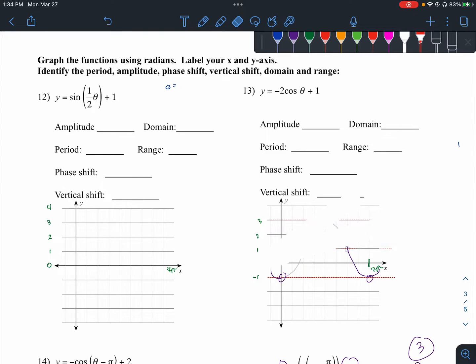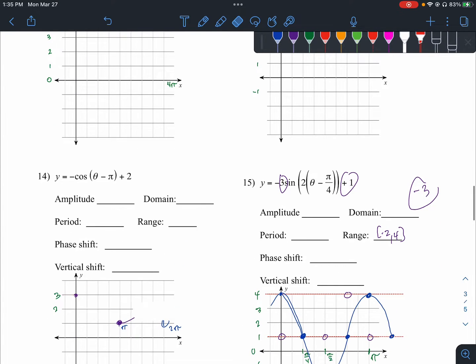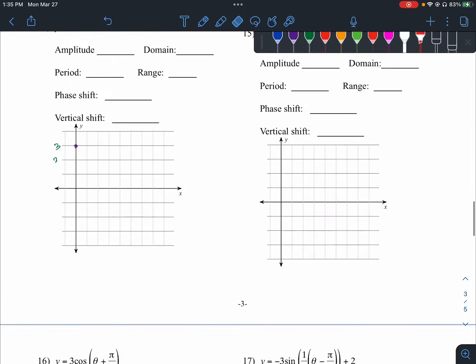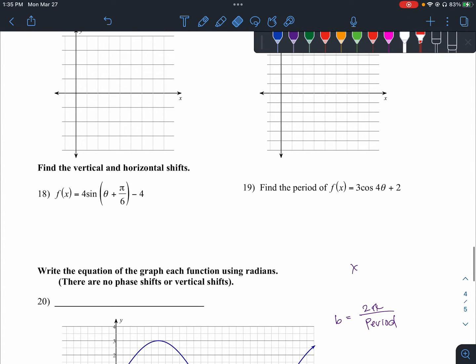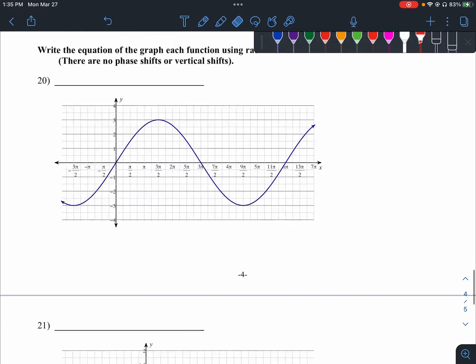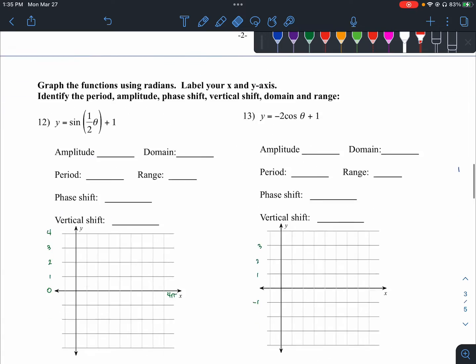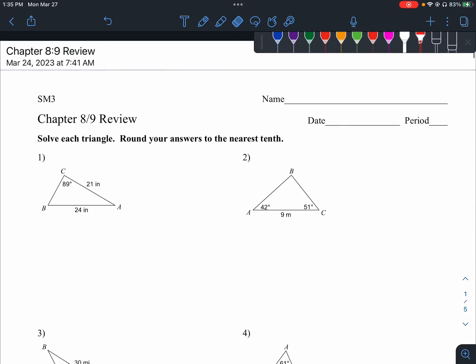So with that being said, sorry, this isn't cleared from whenever we did it in class. So let me clear it now.